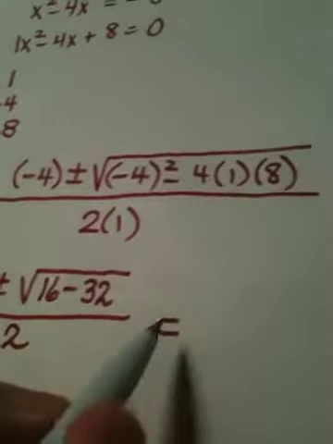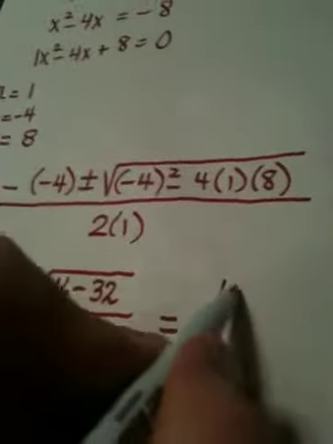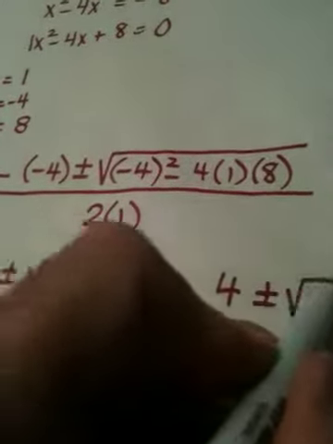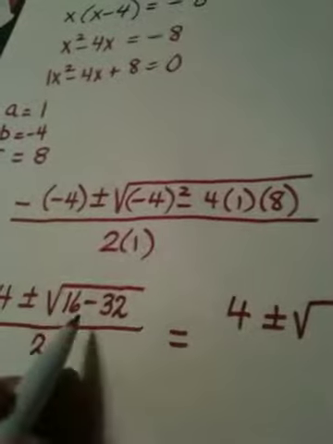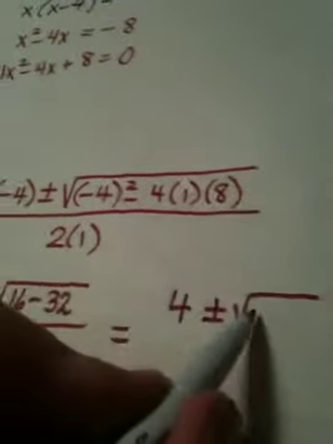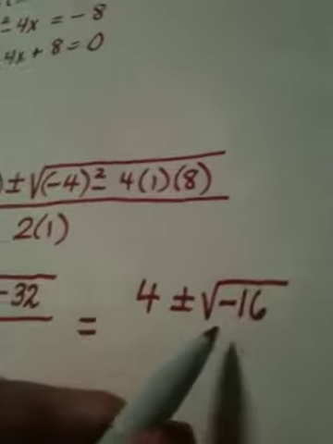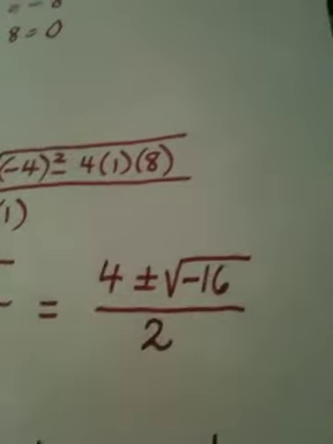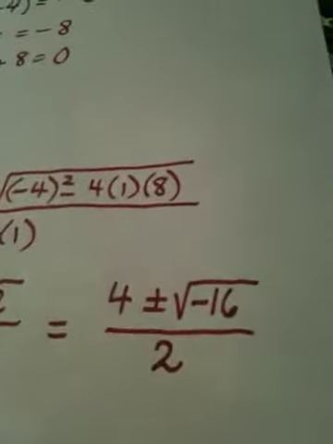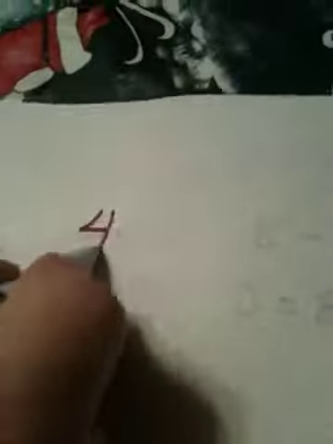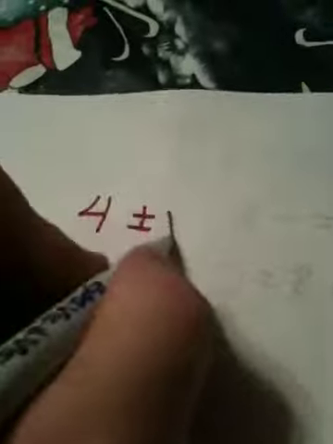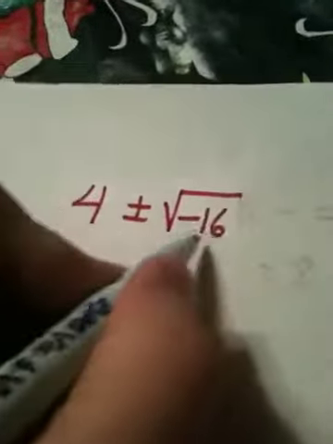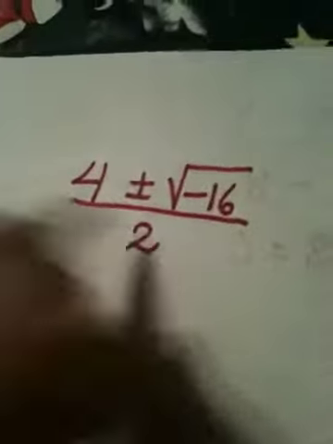So I have 4 plus or minus the square root of 16 minus 32 is a negative 16. This is all over 2. I'm going to turn the paper over. 4 plus or minus the square root of negative 16 all over 2.